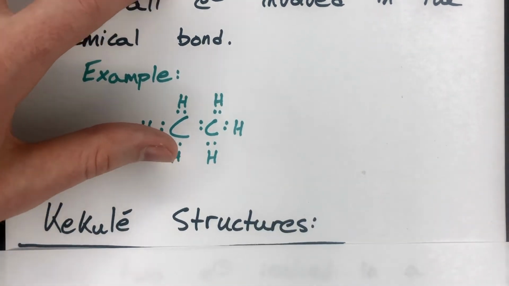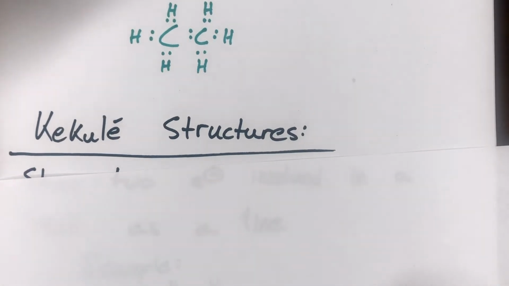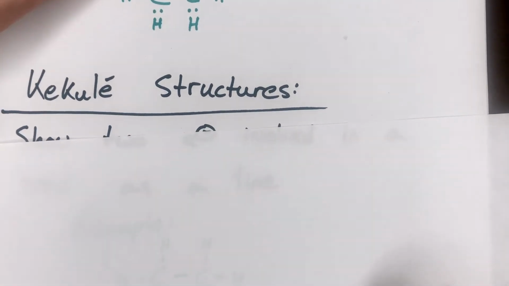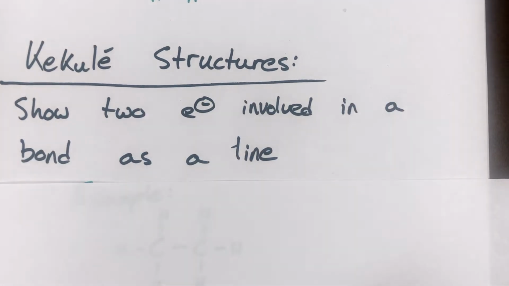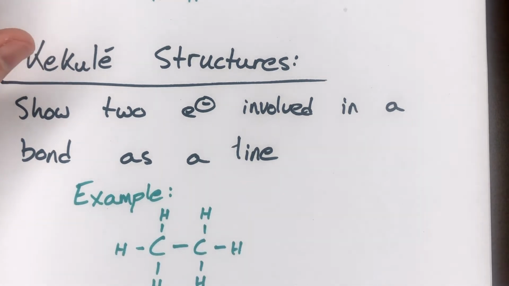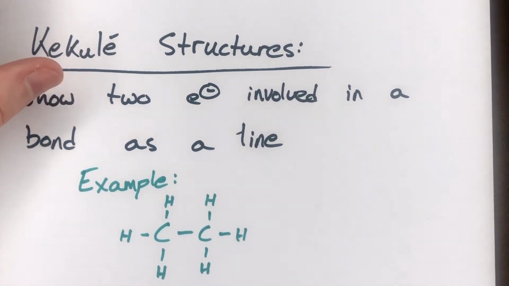Okay, the next form is Kekulé structures, and this might be the type of structure that you're more familiar with from just Lewis structures. The difference between Lewis and Kekulé is that you show the electrons that are involved in a bond as a line. So if we go back to our ethane example, we have our carbon-carbon bond shown as a single solid line, which is representative of the 2 electrons, one involved from each carbon.